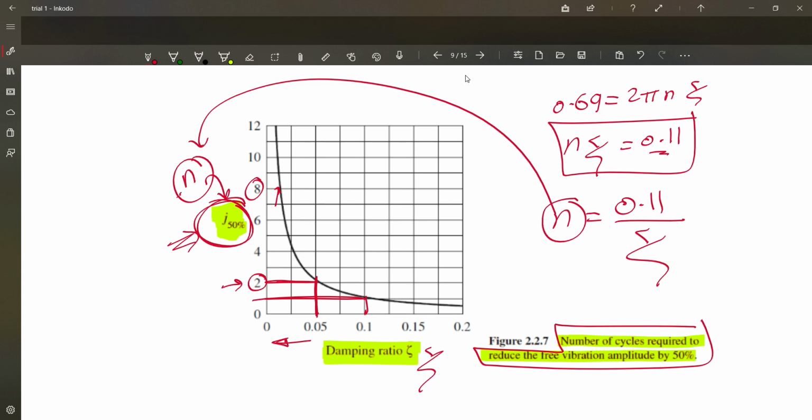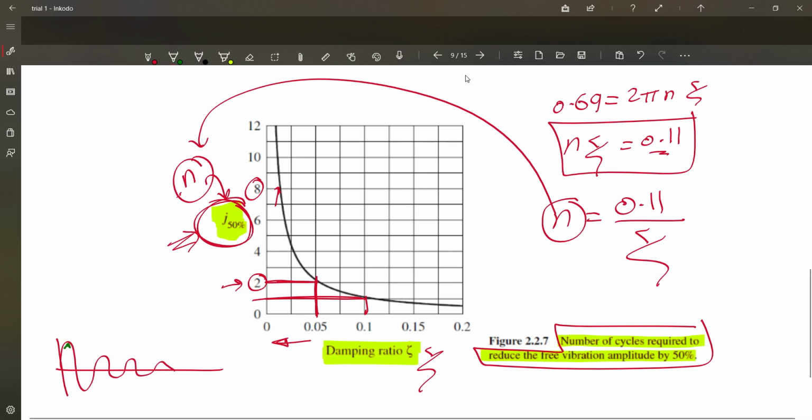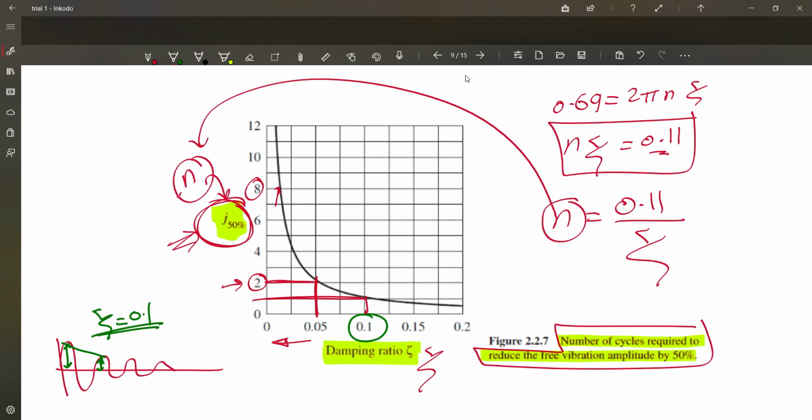You understand this? Whenever we start like this and we have the amplitude like this, then the first amplitude is going to be reduced after one cycle to the half, if we have damping ratio equal to 0.1, 10%. However, if we have less damping ratio, we are going to find that many cycles are needed in order to reach the 50%.